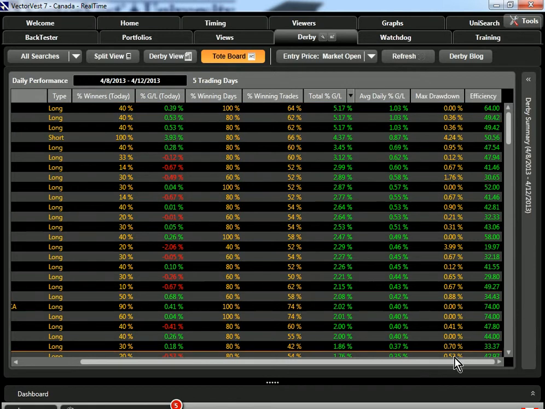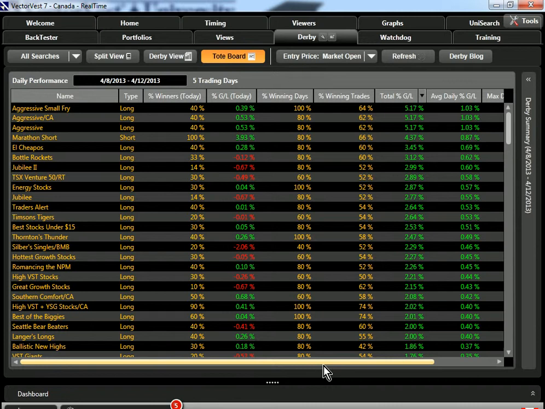Let's scroll all the way back to the left and quickly cover all the different information that's contained in the Derby Tote Board first. So of course we'll tell you whether it's a long or short strategy. For the percent winners today, it looks like 40% of the stocks in this basket are making money. Looks like we have a 0.39% gain today.